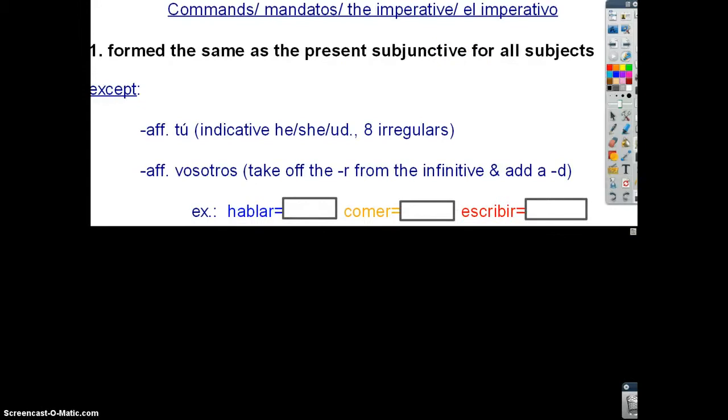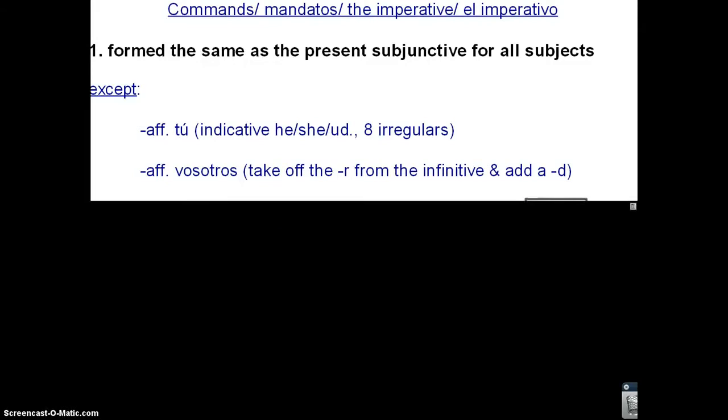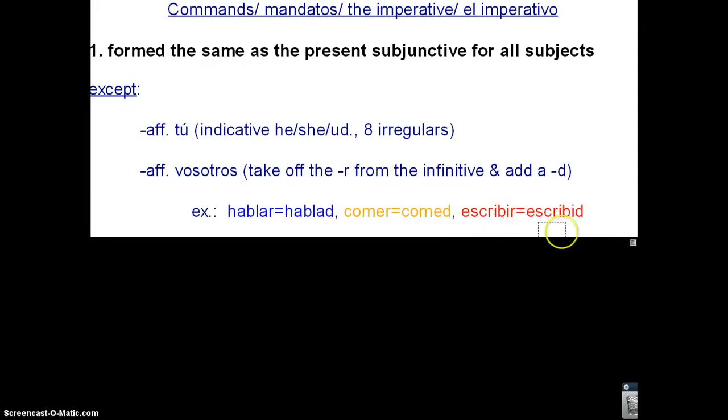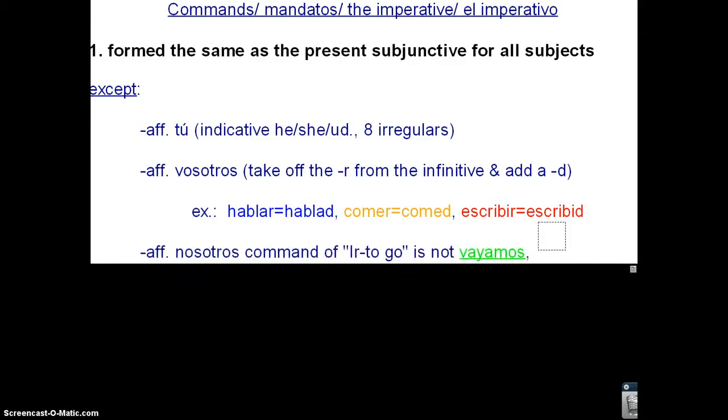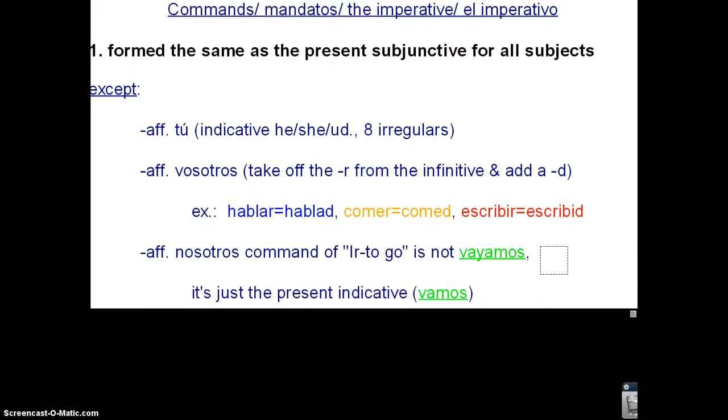Oh, speaking of these vosotros commands, if I take off the R of hablar and add a D, there's the vosotros command. There's the vosotros command. And there's the vosotros command. All right, one more exception. Affirmative nosotros commands are supposed to be the same as the present subjunctive, and they are. There's just one exception. Ir has to be difficult. Its command should be vayamos, because that's the same as the subjunctive for it, but instead it's just vamos.